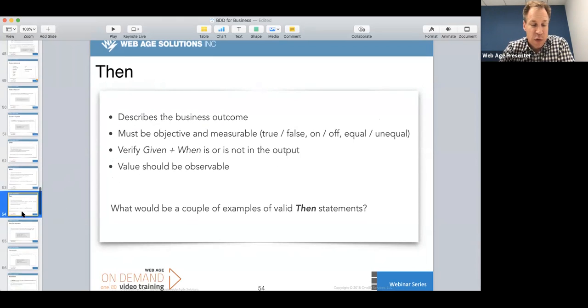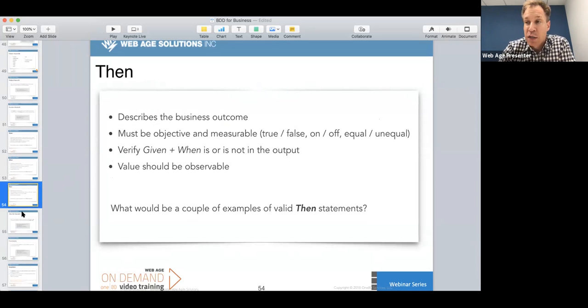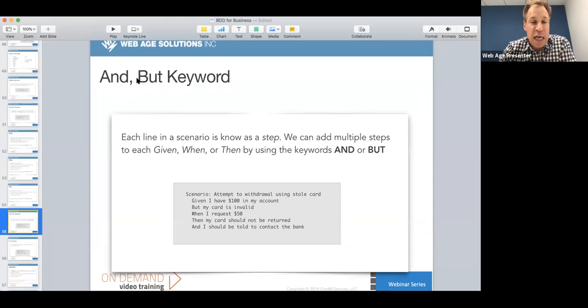Those are the basic five keywords: feature, scenario, given, when, and then. A feature can have multiple scenarios. There are other keywords like and, but that you could put in examples like this one here. Given I have $100 in my account, but my card is invalid. That's the context we're setting up. When I request 50, then my card should not be returned and I should be told to contact the bank.